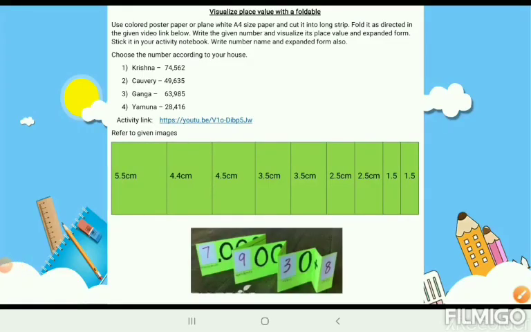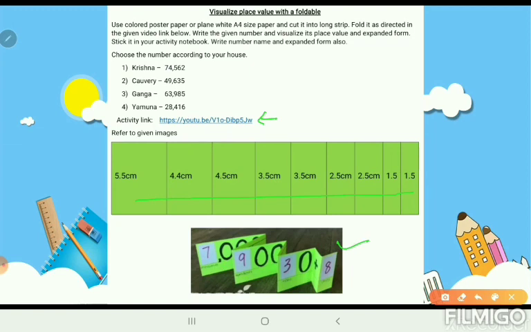Now on your screen you will see one worksheet. This worksheet will be uploaded along with today's class, and this is based on the place value of numbers, and there you can see a link I have shared in the worksheet. You will click on this link and open it. I have explained to you how it has to be done. This is the measurement which you are going to follow, and this is how it will look after completing.